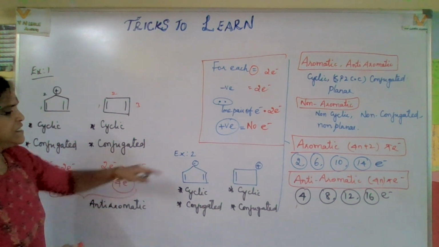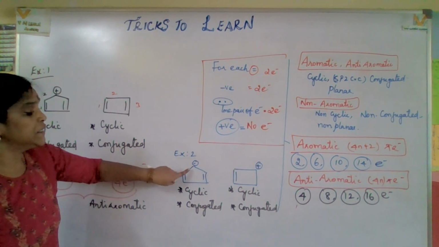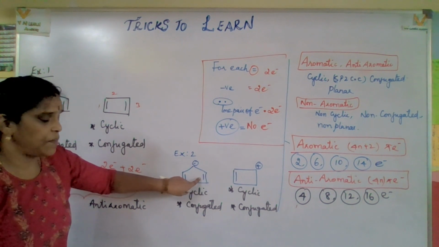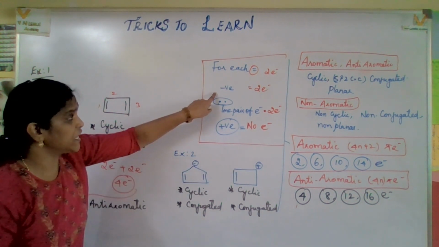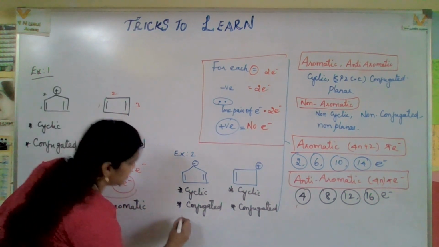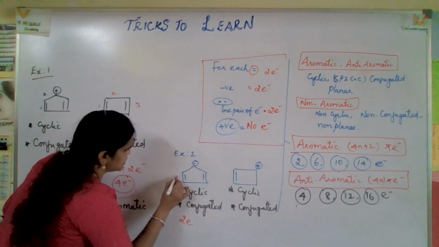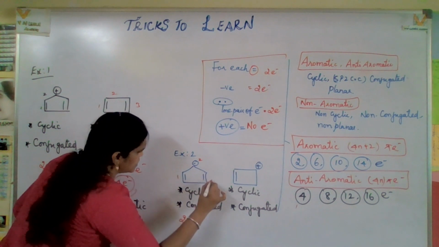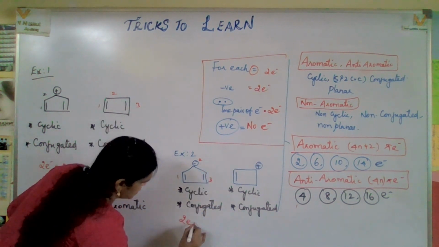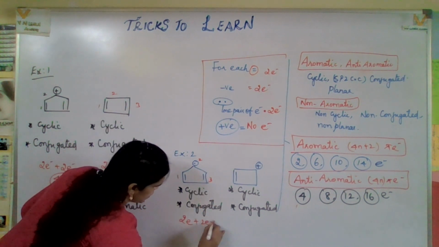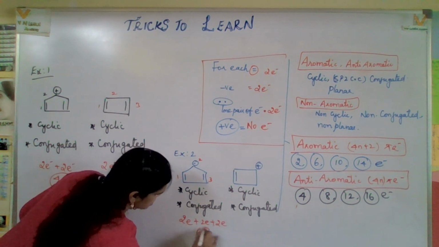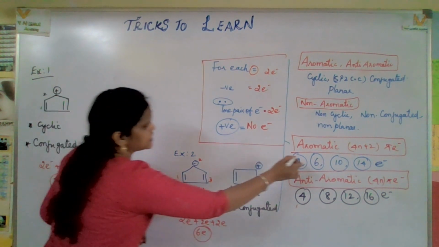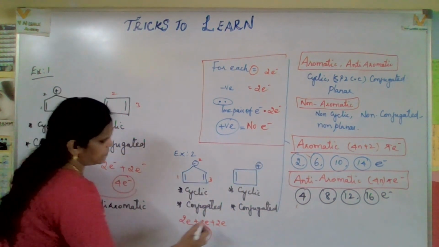That means here double bond, 2 electrons, here double bond, 2 electrons and negative charge. So this is a negative charge. Negative charge means 2 electrons. So 2 electrons for this side, 2 electrons for this side and 2 electrons for this side. So 2 plus 2 plus 2, automatically you will get 6 electrons. 6 electrons comes under what? Aromatic. So that means this is aromatic.